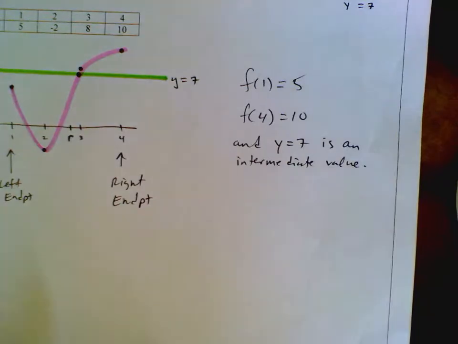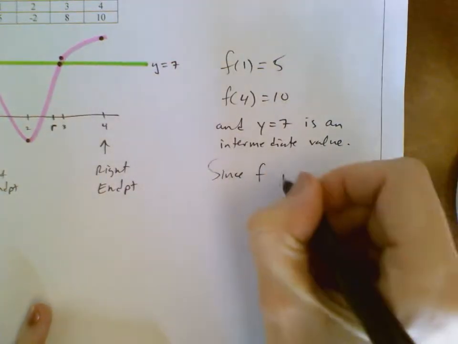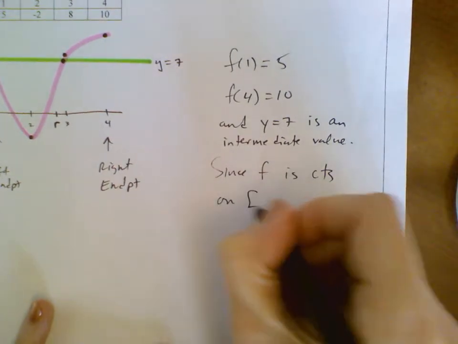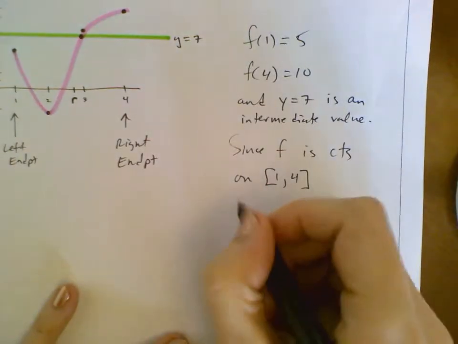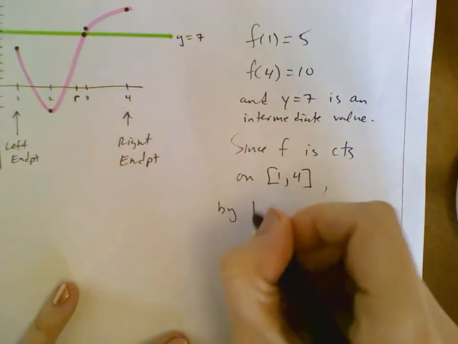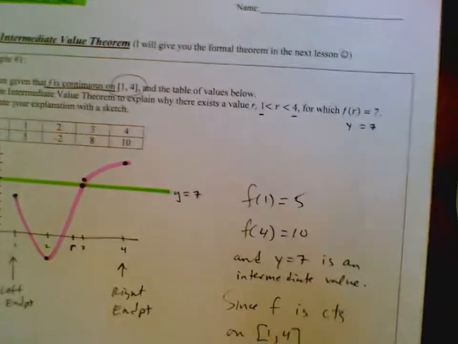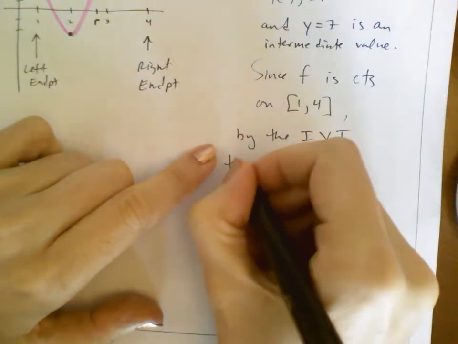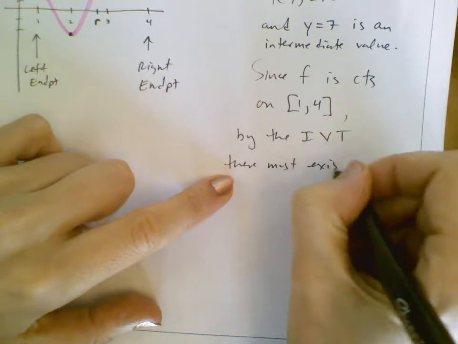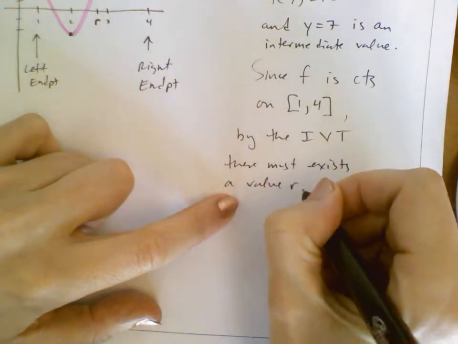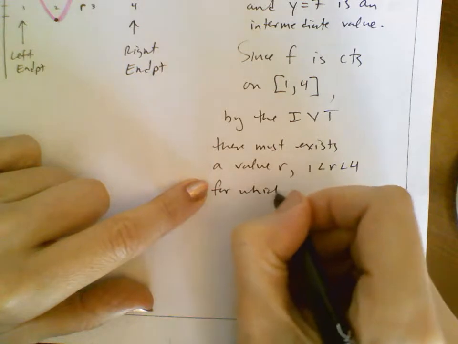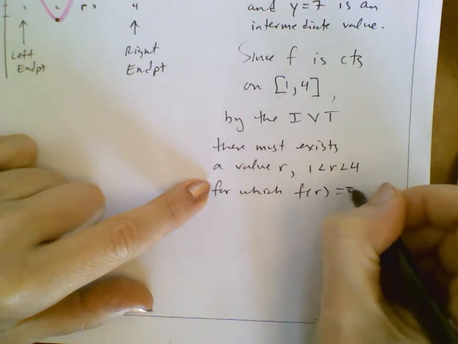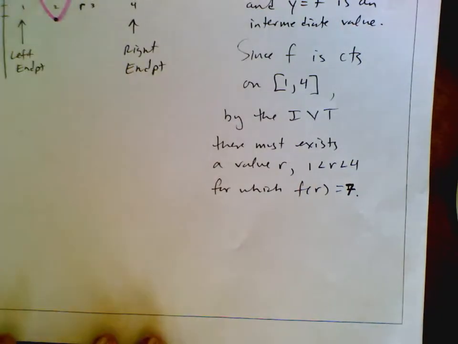So the explanation goes like this. We already put this part, and now we're going to say since f is continuous on 1 to 4, by the IVT, which stands for the intermediate value theorem, which I will give you the formal one later, by the IVT, there must exist a value r between 1 and 4 for which f of r equals 7. So this is it, guys.